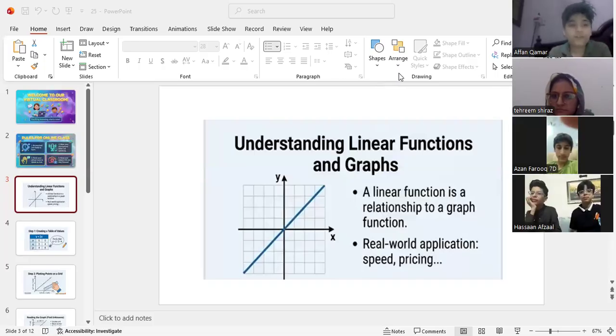Ma'am, inflation can be an example of the rate of change. How does inflation relate to the rate of change? The constant rate of change is there, but how the constant rate of change? Ma'am, if the amount of the supplies decreases and the price increases, I think it would be a proper example of the rate of change.